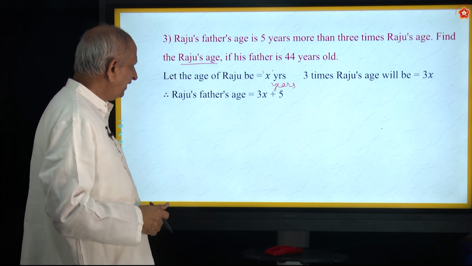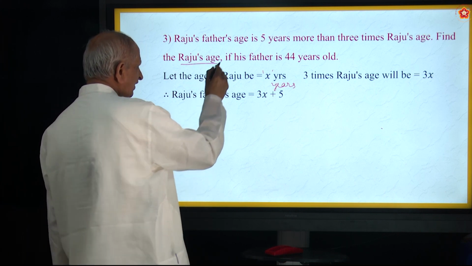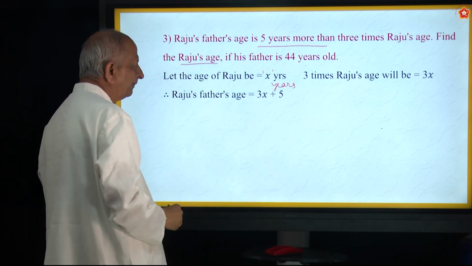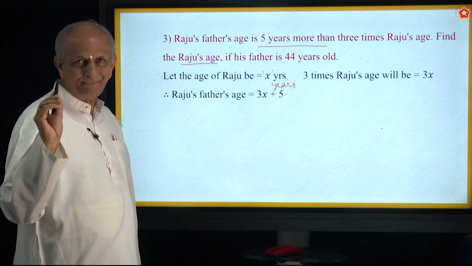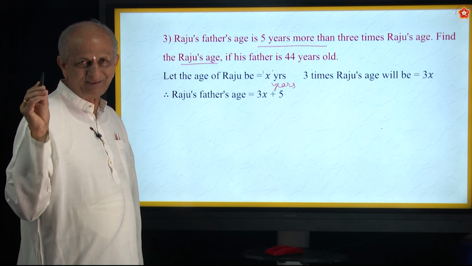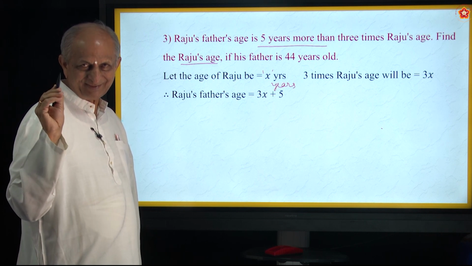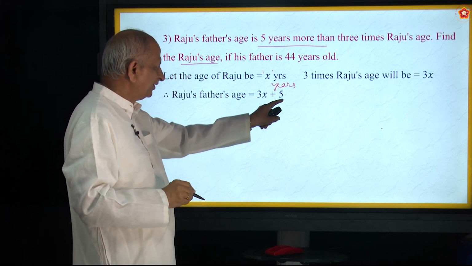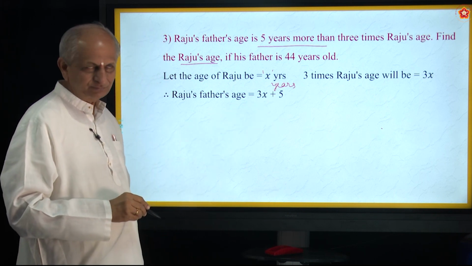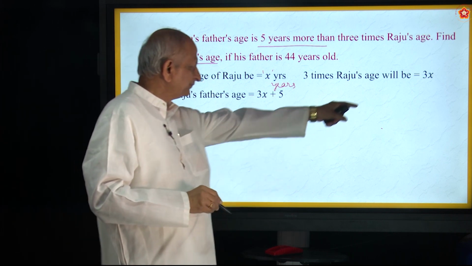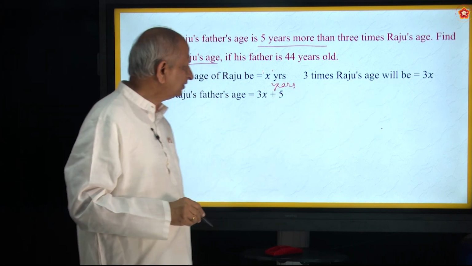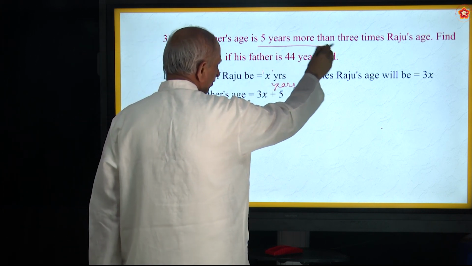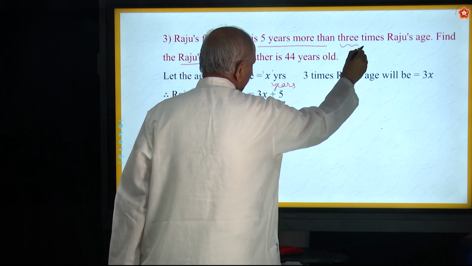Now you are given that father's age is 5 years more. More means what? Plus. Less means minus. Note that. More. How much more? 5 years more. That you have to add to the 3 times the age. So, Raju's father's age is 5 years more than 3 times.